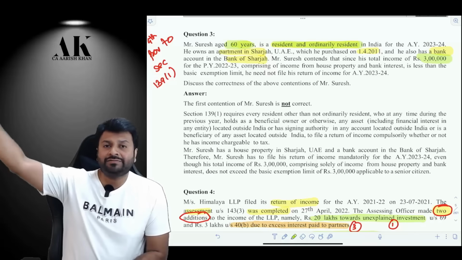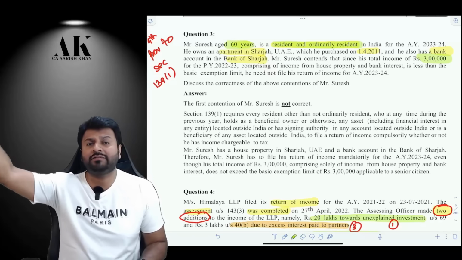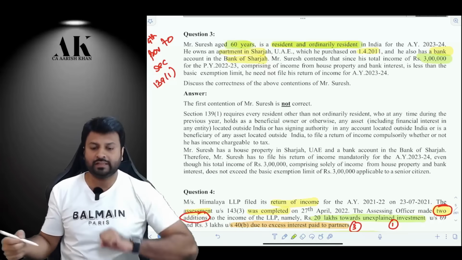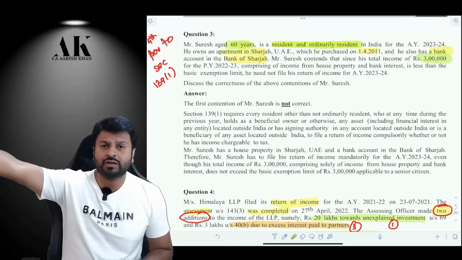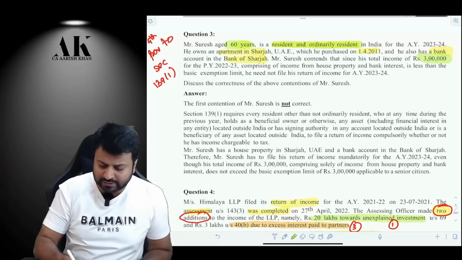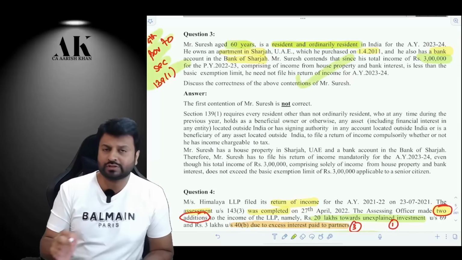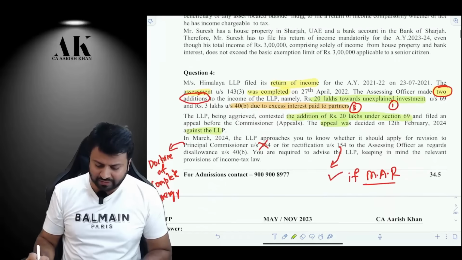But if he has a foreign asset, or if he is a signing authority in a foreign country bank account, then he is liable to file the return. This Mr. Suresh is having a foreign asset and he is also having a bank account in a foreign country where he is a signing authority. Therefore, Mr. Suresh is liable to file the return as per the 4th proviso to section 139(1). I hope you all know that. That is a very, very important provision.